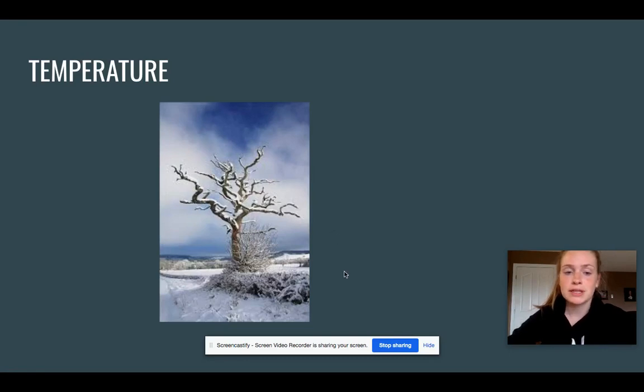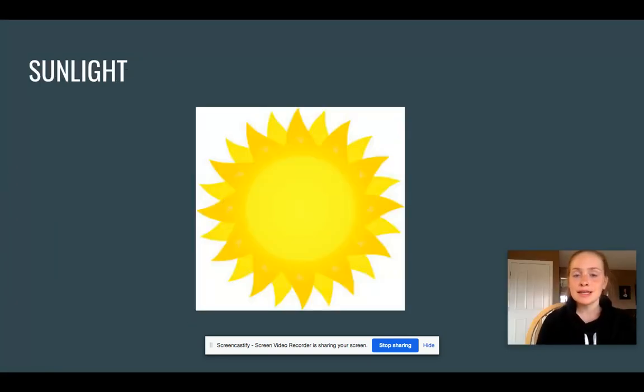Temperature is important because some species can't survive past a certain temperature or below a certain temperature, and this also affects the life and availability of producers. Sunlight is necessary for plant growth, and it's also necessary to provide energy that warms the earth.